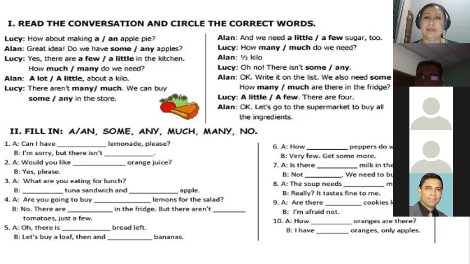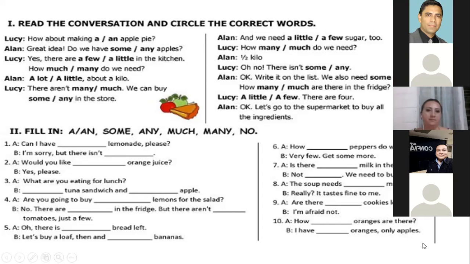We also need some eggs. How many are there in the fridge? There are four. A few, right? A few. There are four. Okay, let's go to the supermarket to buy all the ingredients. Yes, very good. Okay, thank you, David, and thank you, Nicolas. David, I would like to ask you to please start the conversation and participate with Guillermo.